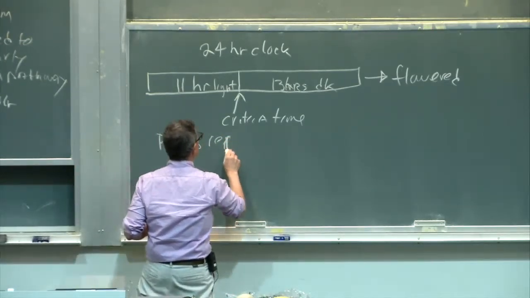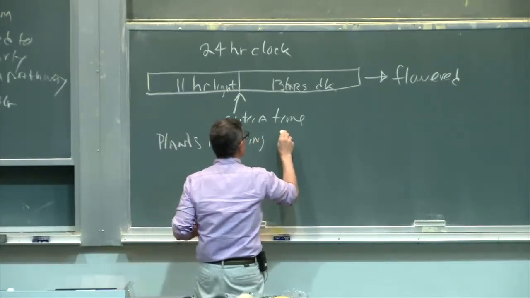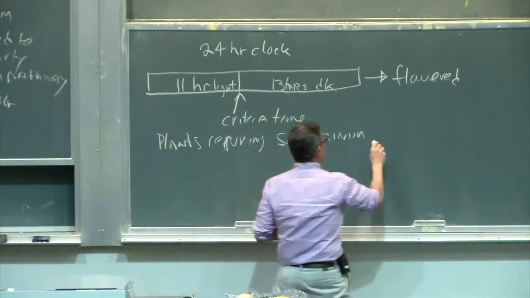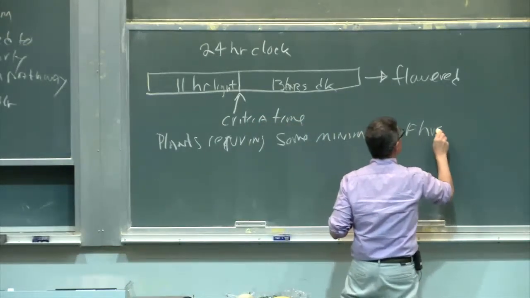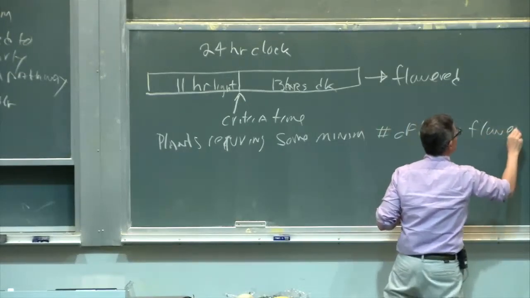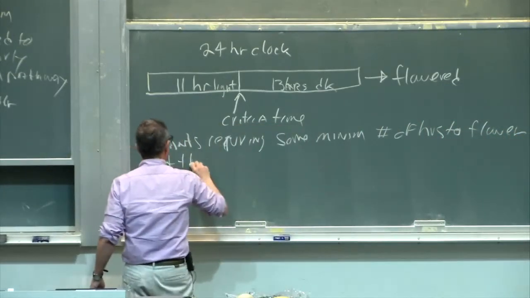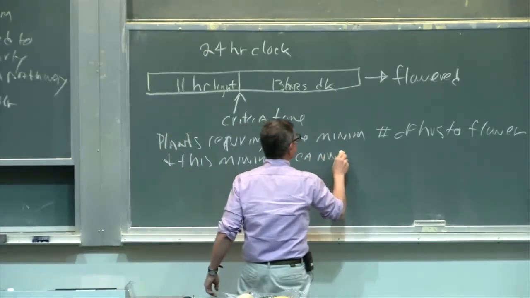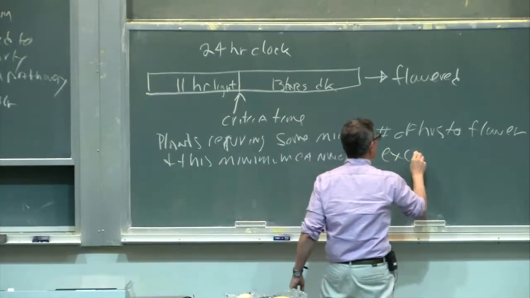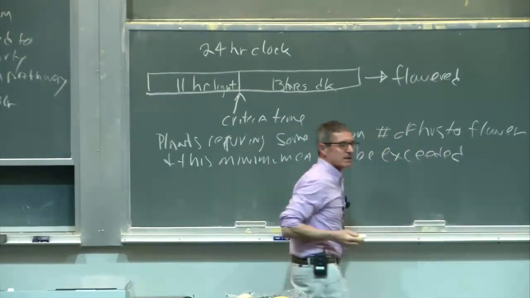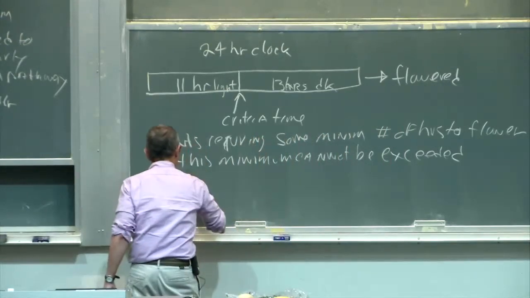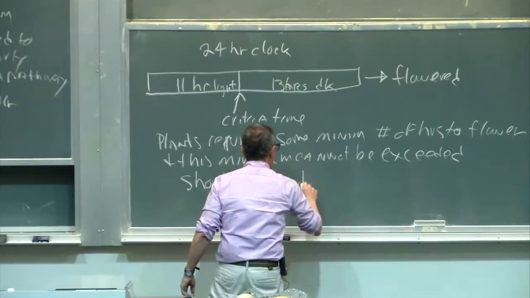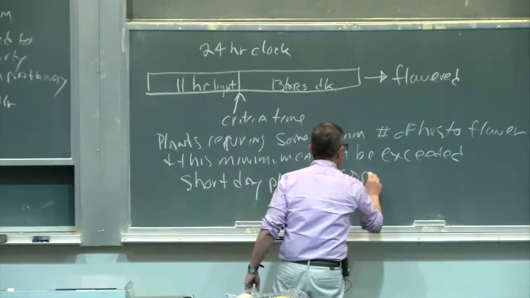And they call plants requiring some minimum number of hours to flower, and this minimum cannot be exceeded, short day plants. Or as we will abbreviate it, SDP.